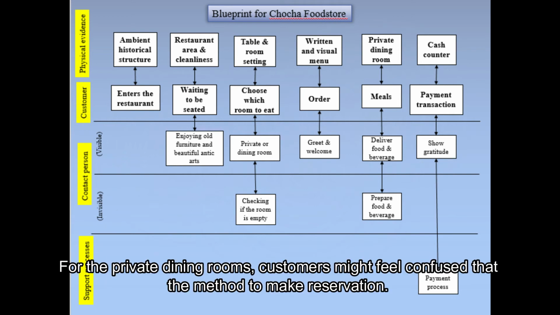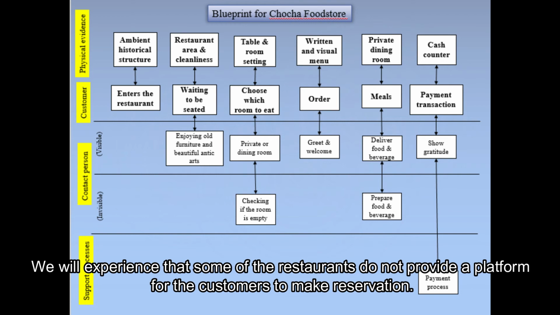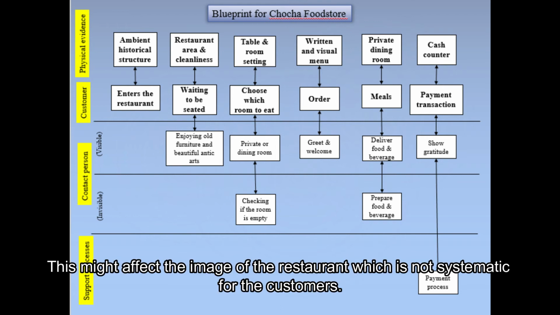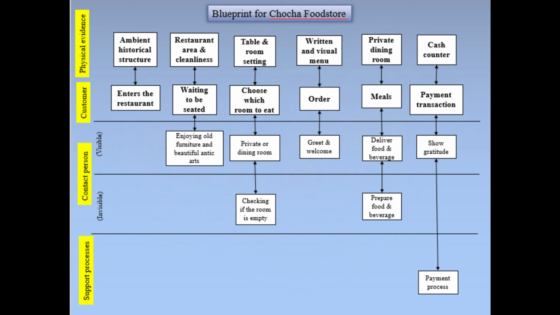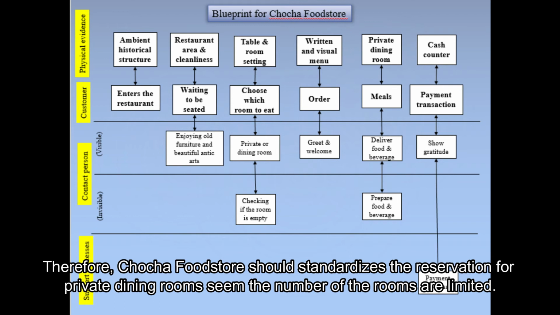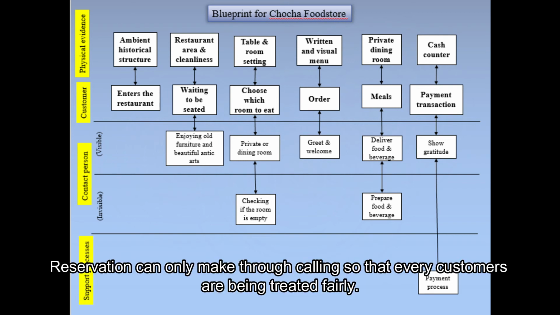For the private dining rooms, customers might feel confused about the method to make a reservation. We have experienced that some restaurants do not provide a platform for customers to make reservations. This might affect the image of the restaurant, which is not systematic for the customer. Therefore, Chocha food store should standardize the reservation for private dining rooms since the number of rooms is limited. Reservations can only be made through calling so that every customer is treated fairly.